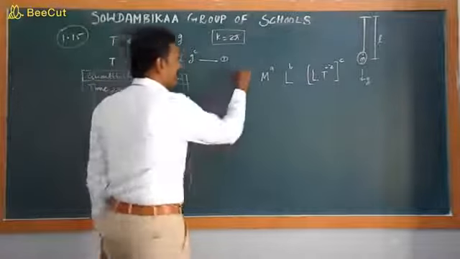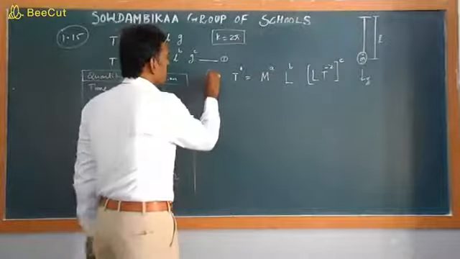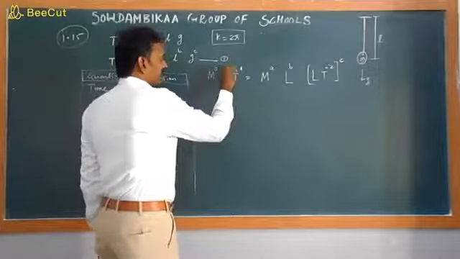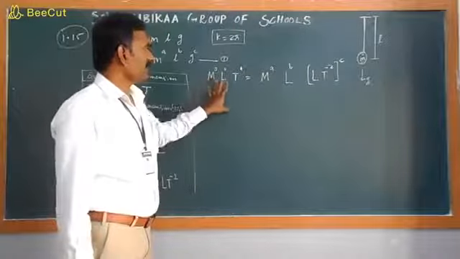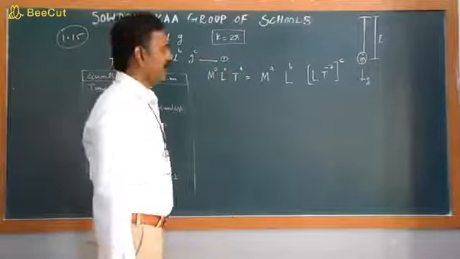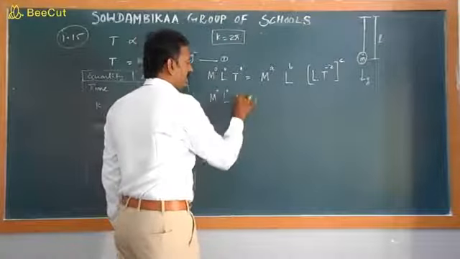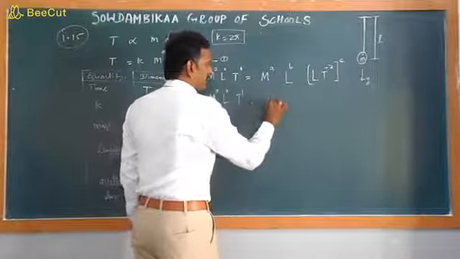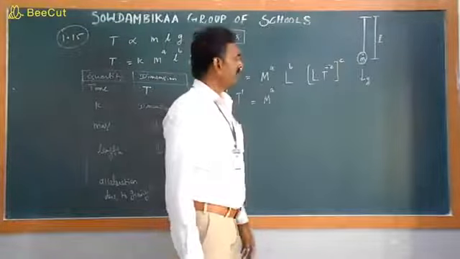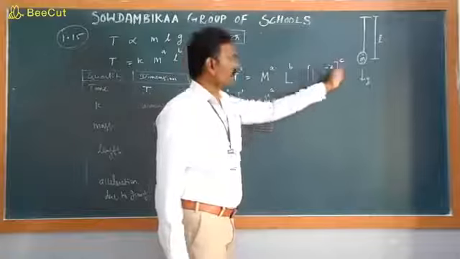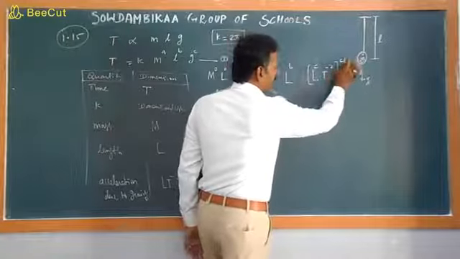We may write T power 1. For equating, M and L are not present, so for understanding we put M power 0, L power 0, because anything power 0 is equal to 1. So M power 0, L power 0, then T power 1 is equal to M power a, L power b, and L power c is also present. L T power minus 2 whole power c is written as L power c and T power minus 2c.